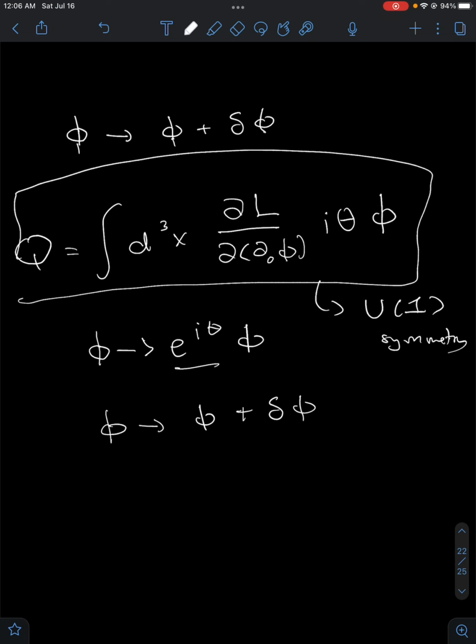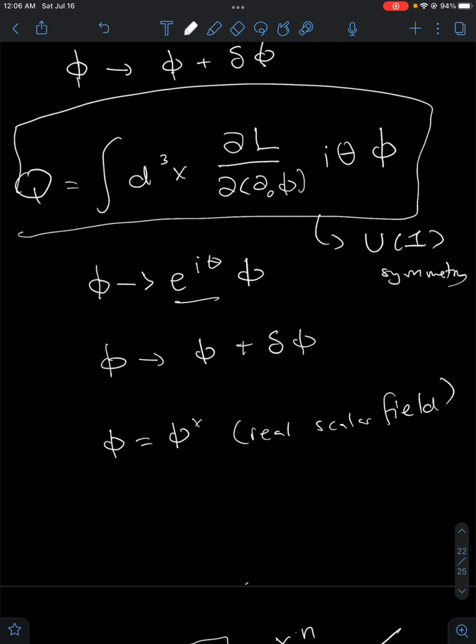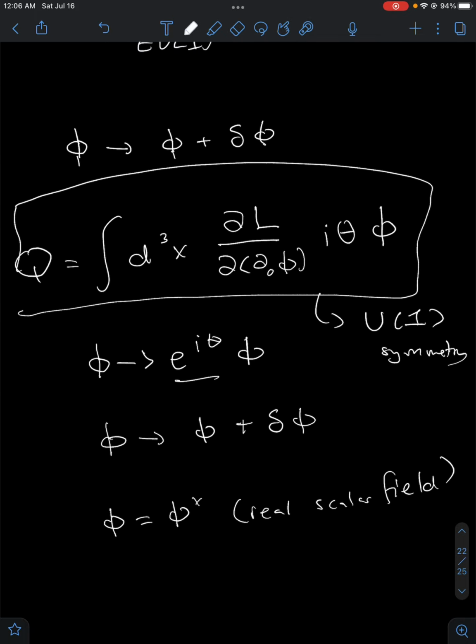But wait, there's more. Throughout this whole discussion, we have been technically only considering the real scalar field. Recall that the real scalar field is just a field phi, where phi equals phi conjugate, where phi conjugate is a complex conjugate. So this is for a real scalar field. But we know that we can also consider a complex scalar field, right? And a complex scalar field will not be equal to its complex conjugate in general. So let's elaborate on this idea a bit more.